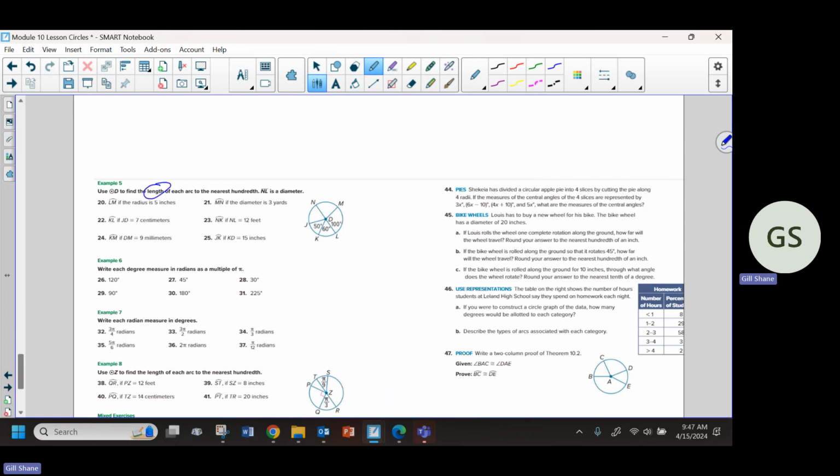Again, if it says length, all those are about circumference. Oh, here we go. So I want to go from degrees to radians. So here's a good one. These were on the test, by the way, these two sections, so you may want to go back and practice those. If I want to go from degrees to radians, you do that process.